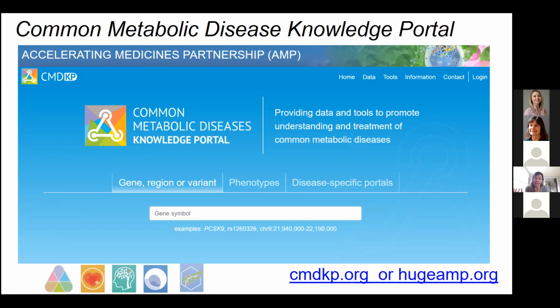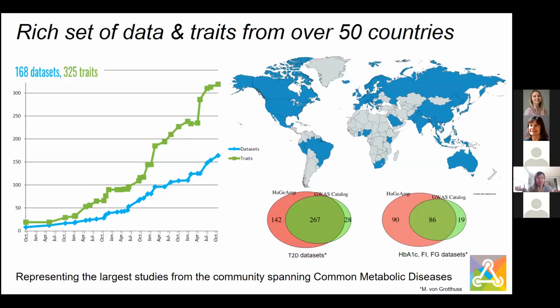So today we're going to talk about the Type 1 diabetes resource, which is inside of this resource. And I'll do the tour in both resources so you can see the features and tools therein. The Common Metabolic Disease Knowledge Portal now has in it for you to explore a rich set of data and traits from over 50 countries and a really multi-ethnic representation of 325 traits from 168 datasets. What's really unique about this that separates it from other large-scale resources is that it's community-driven. It has a lot of unique data and results that you're not going to find anywhere else, and results and methods run on these data that you're not going to find anywhere else.